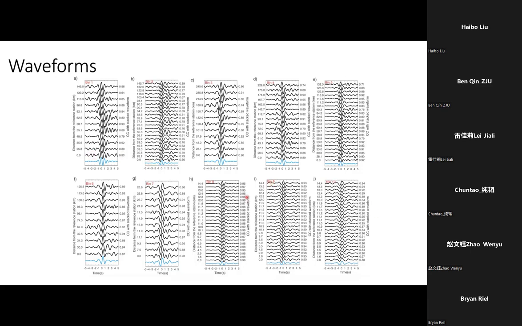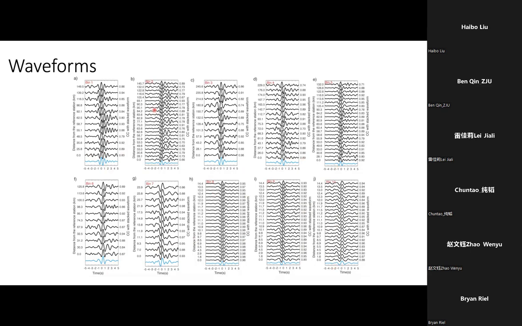For these 10 bins, the most obvious phase is the SCP phase, and we can see the precursor arrivals in the majority of the bins. For example, bin number 4 is quite clear. But for some of them the precursor arrival is weak, for example bin number 5 and probably bin number 10.